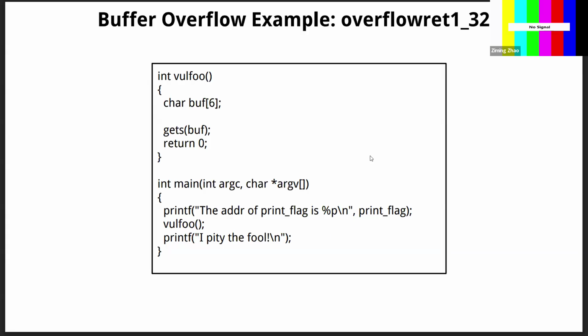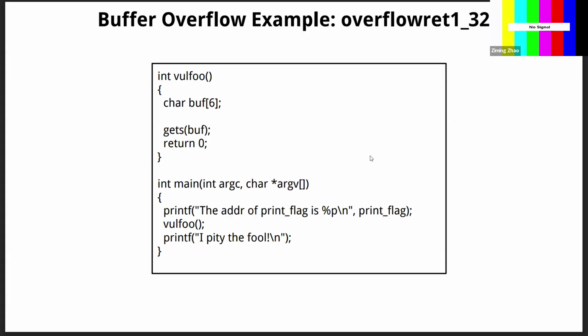Valfoo has a local variable buffer. We're asking for 6 bytes at a second level. Not necessarily the compiler will give us just the 6 bytes, maybe more. That's why we need to look at the disassembly code to see how much the compiler is really giving us. Then we have another function, gets. Previously we were using string copy. So here we're using gets.